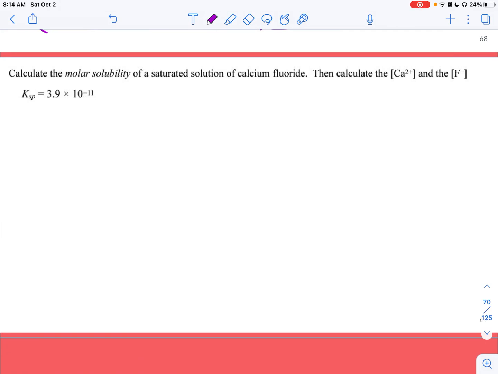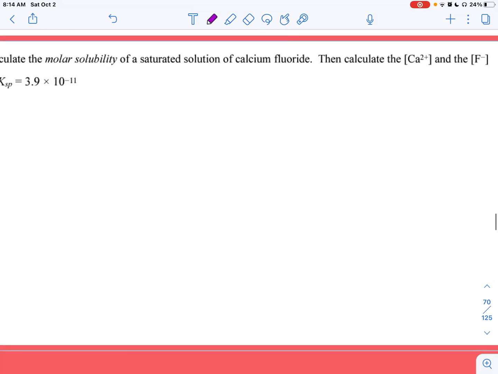All right. So what I would do here if I was you is pause the video and try this one on your own. It's very similar to the last one we did, but it's only asking for molar solubility, and then it asks for the concentrations of the two ions. So you should be able to figure that out. You can go ahead and try it and then come back here.